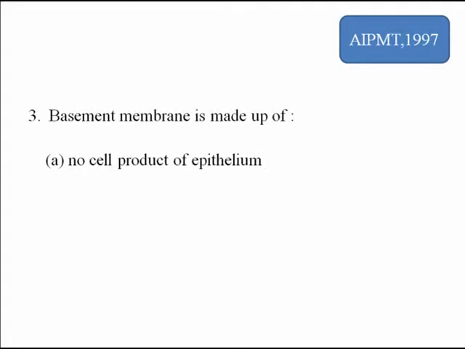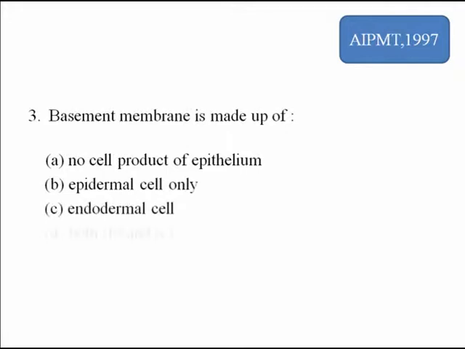Next from AIPMT 1997, and this is basement membrane is made up of. You recall basement membrane? Okay. So basement membrane is made up of, options are no cell product of epithelium, or epidermal cell only, or endodermal cell, or both B and C. So basement membrane underlies the epithelial tissue. It protects the overlying cells. So basement membrane is not the cell protective epithelium because it underlies the epithelium. So the right answer is no cell protective epithelium.